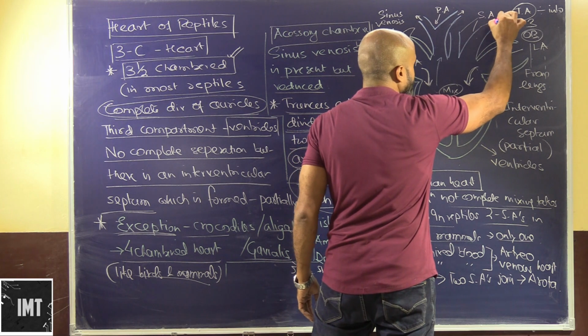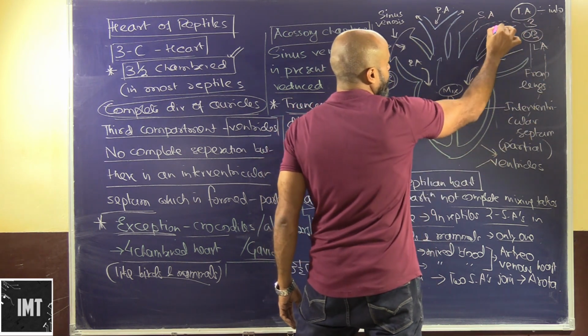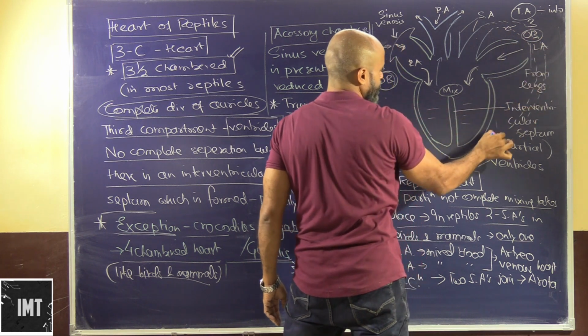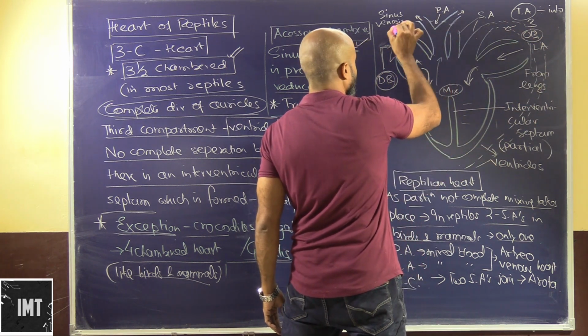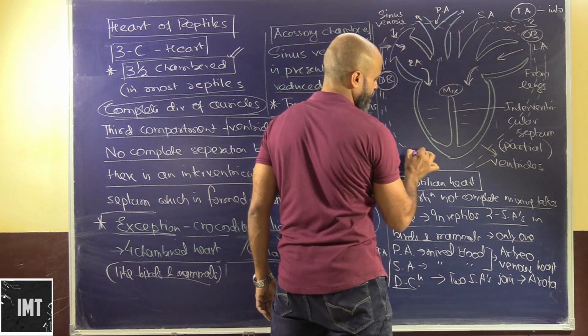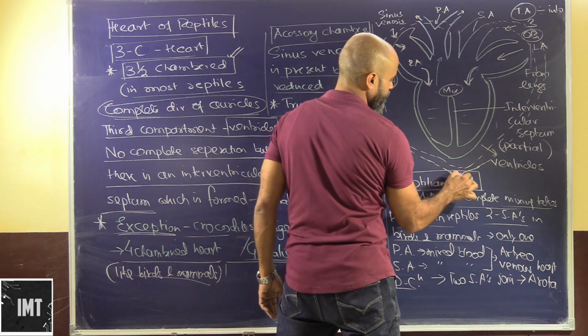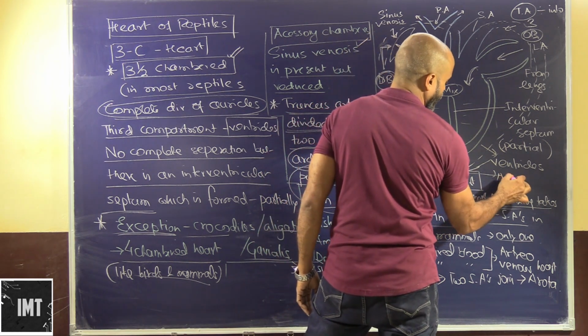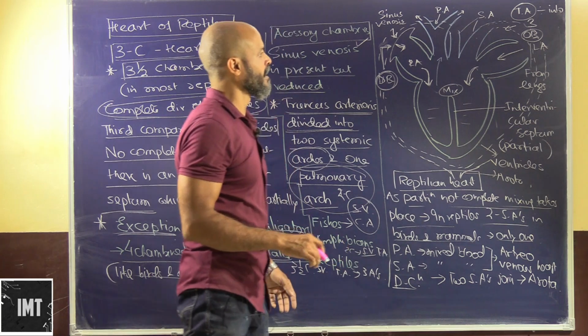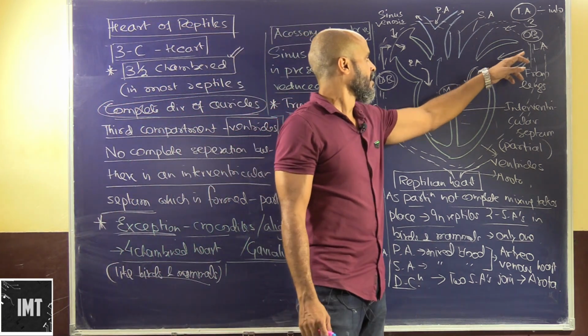Now these 2 systemic arches, if you look into it, it will be something like this. It will come like this from one side, and this will come from the other side, and the 2 will join to form the main aorta. So these 2 systemic arches will basically join to form the main aorta.